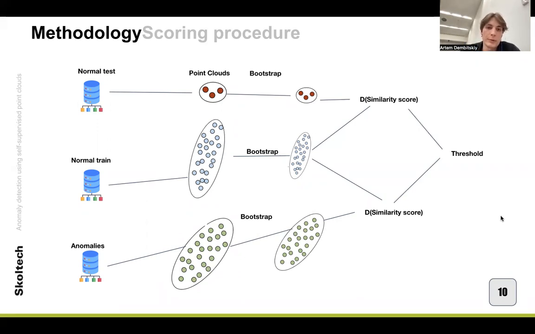Then, using the bootstrap procedure, we construct a lot of randomly sampled subsets out of the point clouds for each data set. Then we use some metrics and construct the distribution of similarity scores for the normal test and normal train data sets, and do the same for the anomaly objects and normal objects from the train data set. In the ideal case, we should observe two absolutely different distributions, and we can construct the threshold for separating normal and abnormal objects.